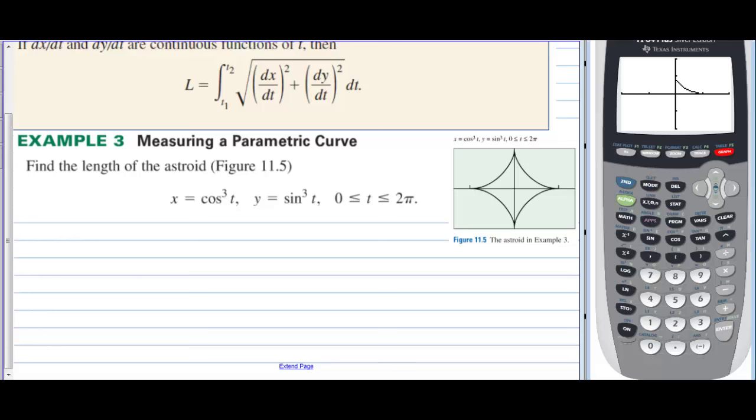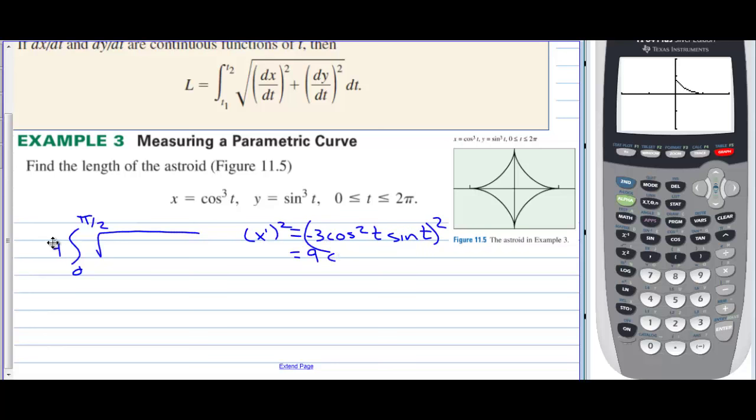So to find the length, we're going to take 4 times the integral from 0 to pi over 2 of the square root of, I need the derivative of x squared. The derivative of x is 3 cosine squared of t, but then times negative sine of t using the chain rule, and then we're going to square that, which is 9 cosine to the 4th t sine squared t. So there's the derivative of x squared.